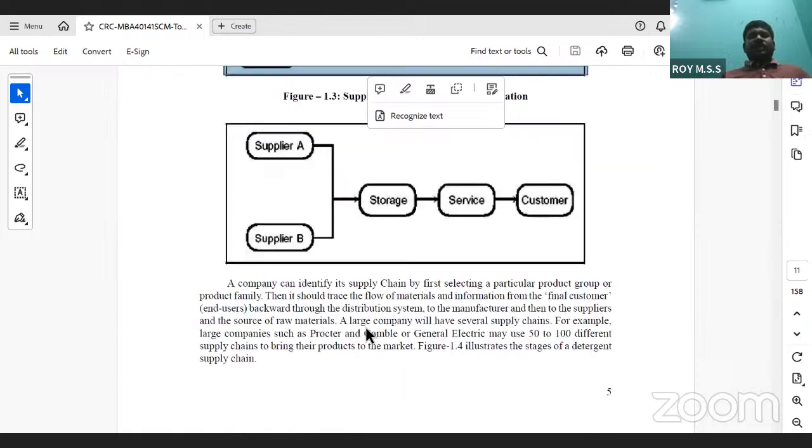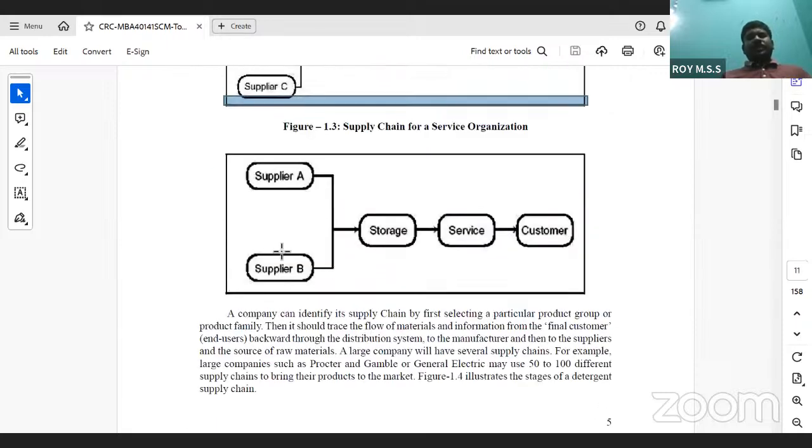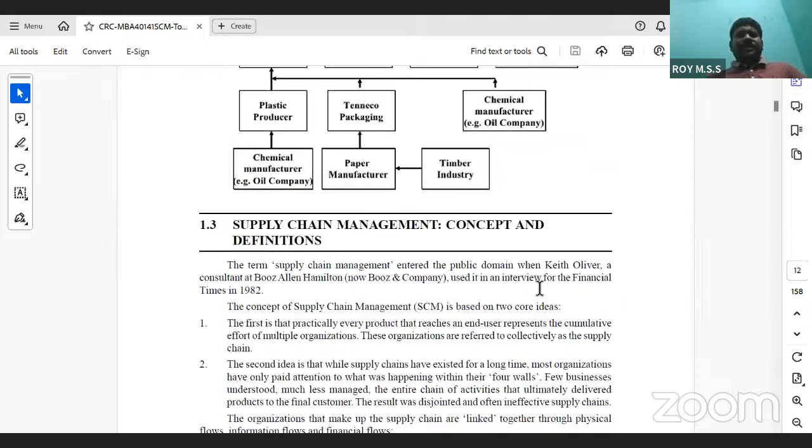Next, the service organization. The same suppliers will be there. Whatever supplies are required will be there. It will be stored and they will provide the service. I mean, they will create the service. It may be service sectors, maybe a lot of things. Maybe the transportation service sector. It may be entertainment. It may be education. It may be tourism. A lot of other service sectors are there. Whatever, they also will follow the supply chain.